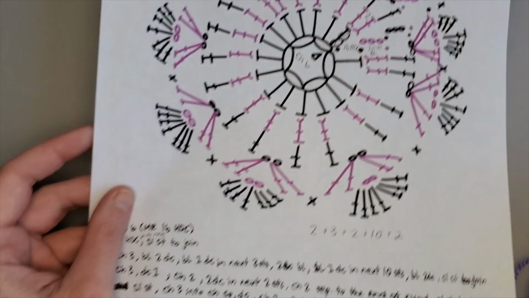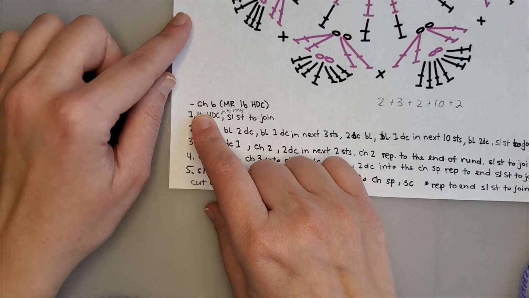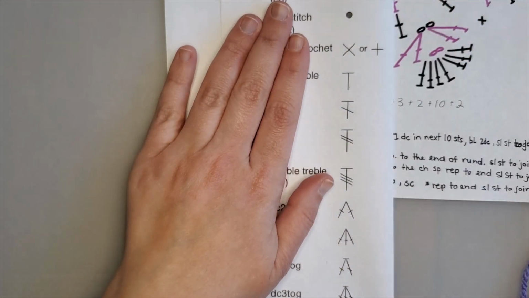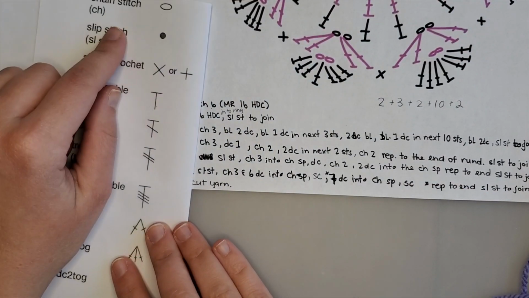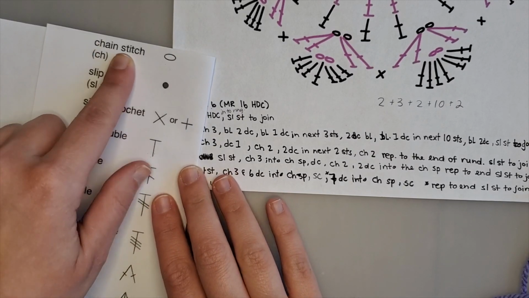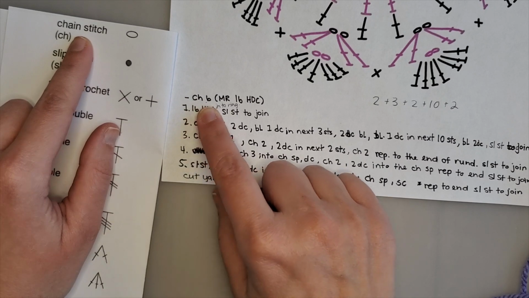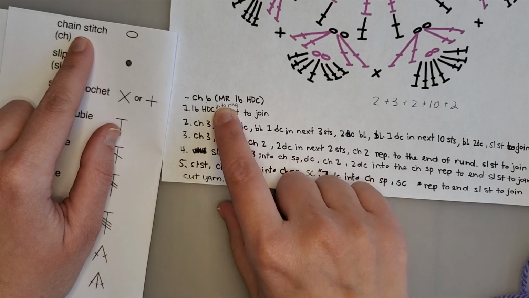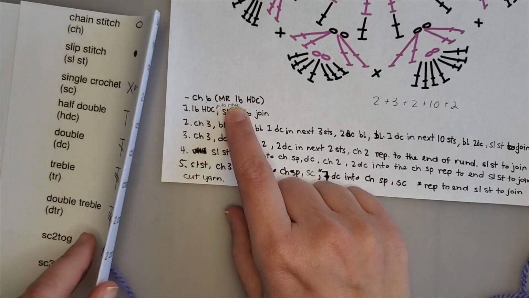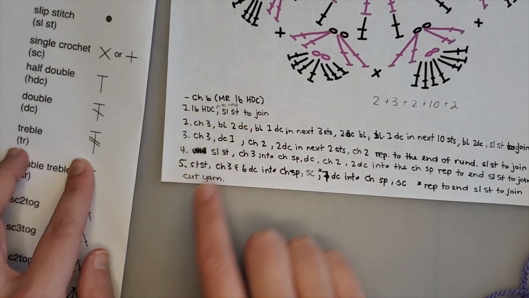If we take a look at my pattern here, to start, it says CH. And if we take a look at our chart, we know that CH is a chain stitch. So we're going to be chaining 6. Or if you want, you can do a magic ring and just do your 16 double crochets within the ring.